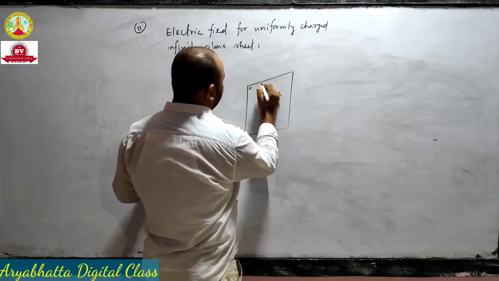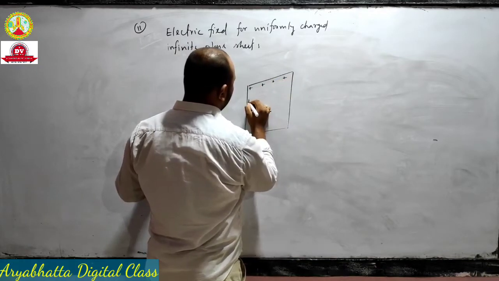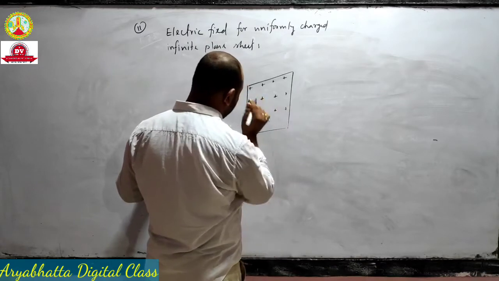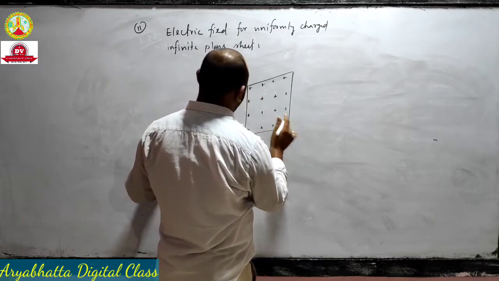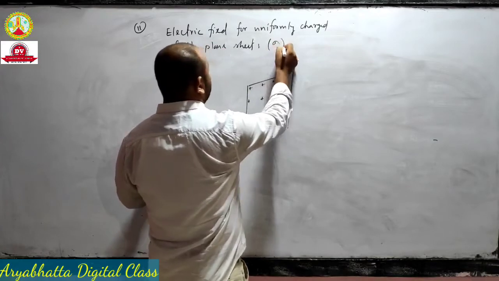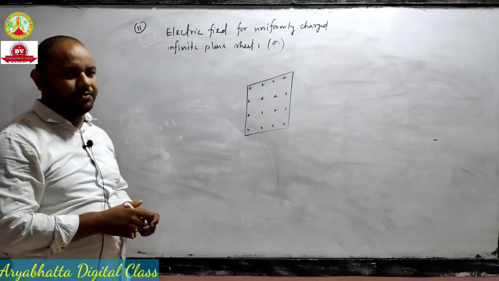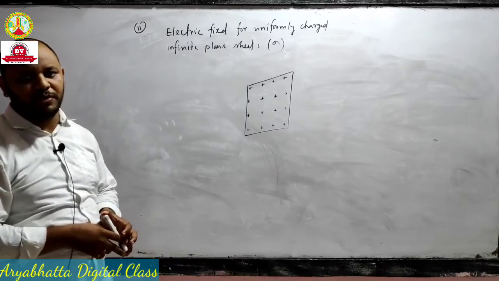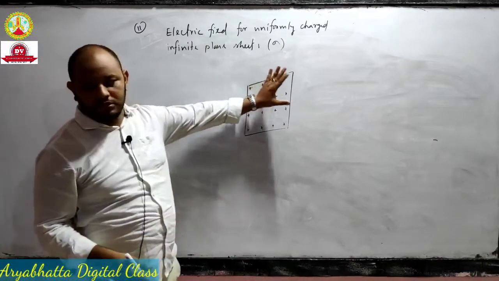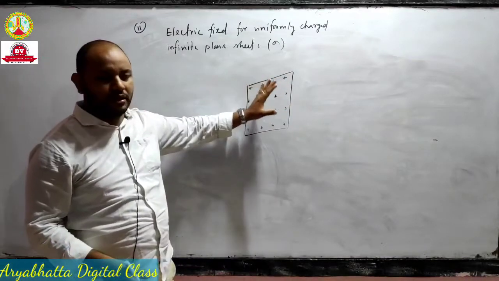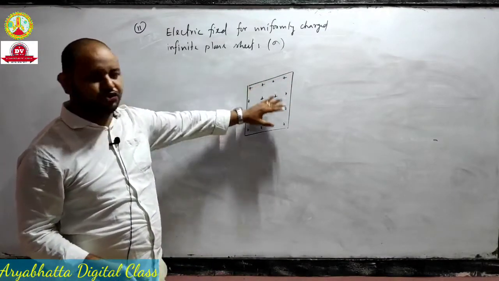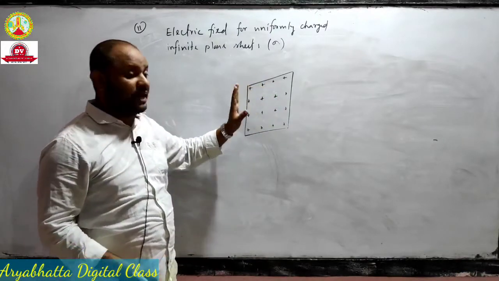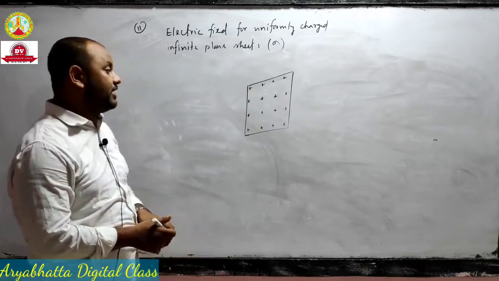Here the charges are uniformly distributed over the surface. So let sigma be the surface charge density. Here sigma is the surface charge density. That means sigma is the amount of charge per unit area. Due to this plane sheet, we need to calculate the electric field at a distance r.